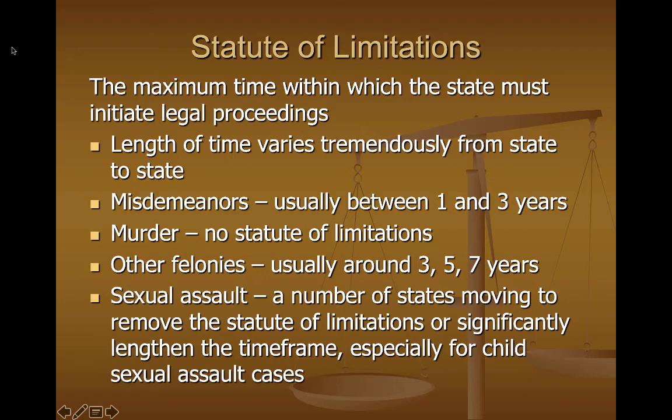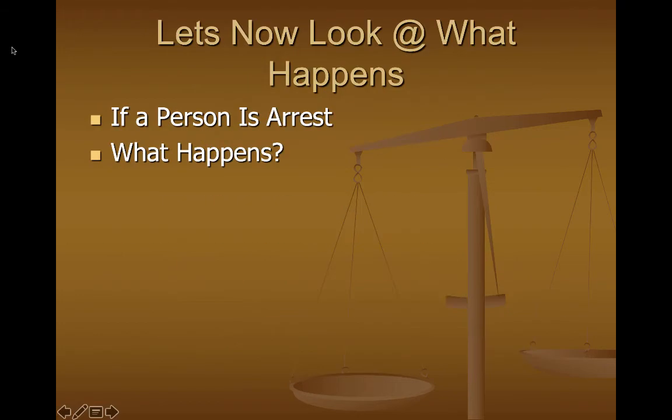So the length of time does vary from state to state. Misdemeanors, it's usually between 1 and 3 years. Murder does have no statute of limitations. So if I murder someone, it doesn't matter how long it's been, the state can still go after me. Other felonies, it's 3 to 5 to 7 years. Sexual assault, it generally depends on the state and different things.